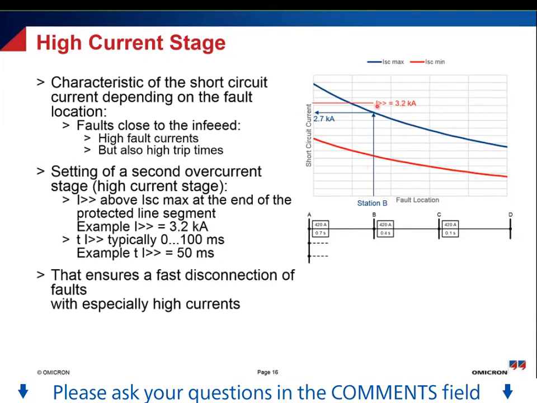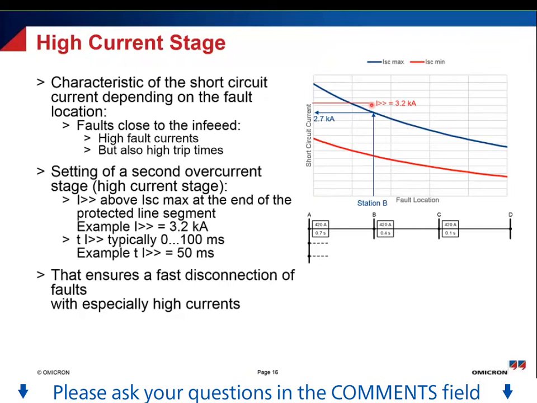So now with this setting, if the current exceeds this setting, then we definitely know that the fault must be on our line between A and B. There is no other possibility for a fault to be above this current. Let's say if I have a fault somewhere between B and C, then you will see that even with the maximum possible short circuit current, I will not be able to reach this threshold.